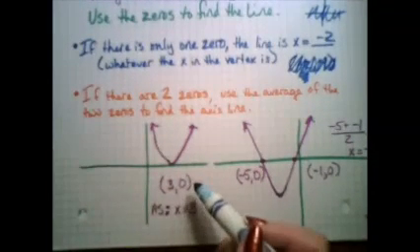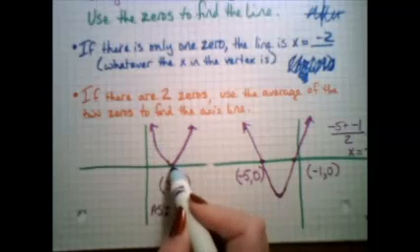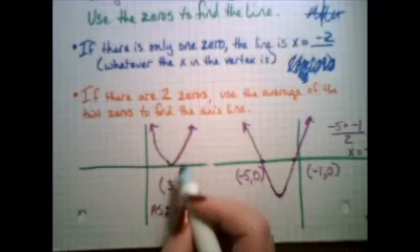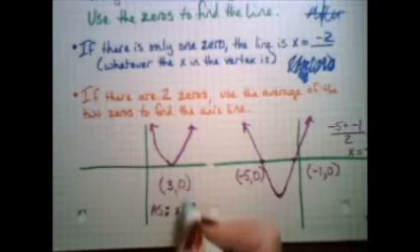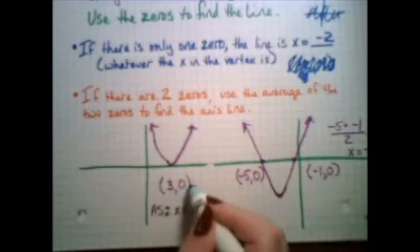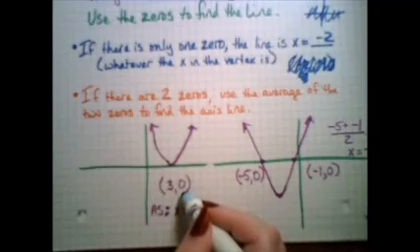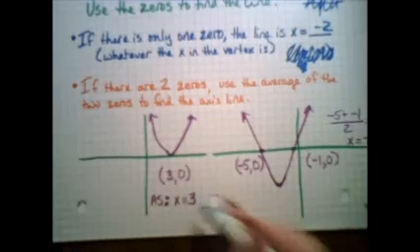So let me give you a couple of examples. In this parabola, we have it sitting on the x-axis, and it's sitting at, and again, pretend I can draw, (3, 0). So it's got one spot where it intersects the x-axis, so our zero is 3.